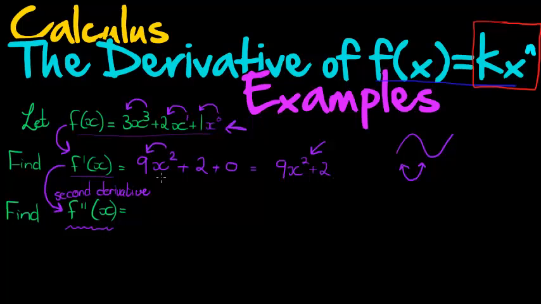So 2 times the 9 gives me 18x plus, and by now hopefully you know that the derivative of a number without any x's will just be 0. So in other words, 18x.